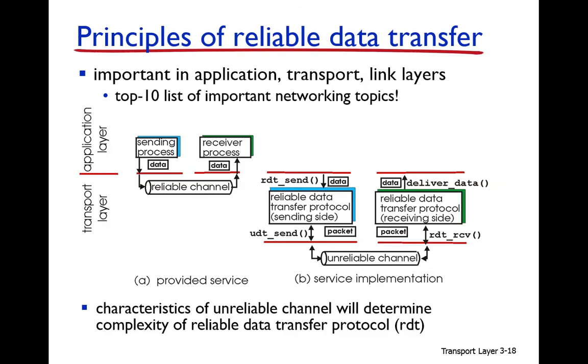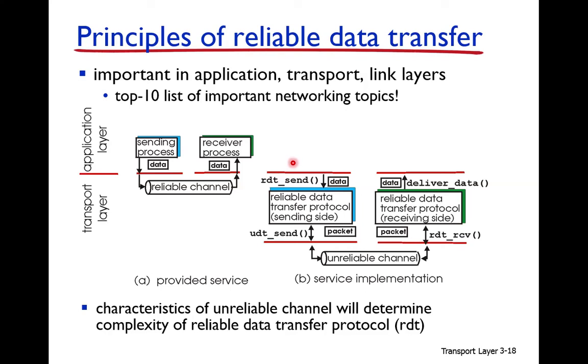So this is the transport layer, but actually the transport layer moves the data by using the network layer, and this network layer is unreliable. It uses the packet switching technique. So the application layer generates the data and calls the rdt_send function. rdt means reliable data transfer.